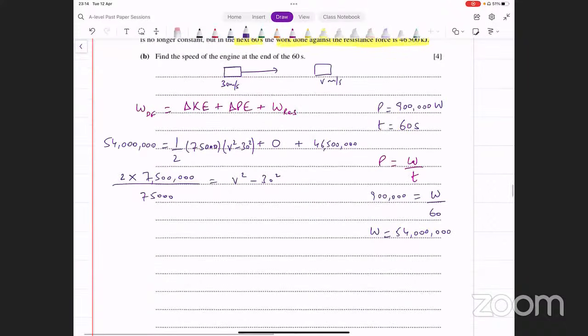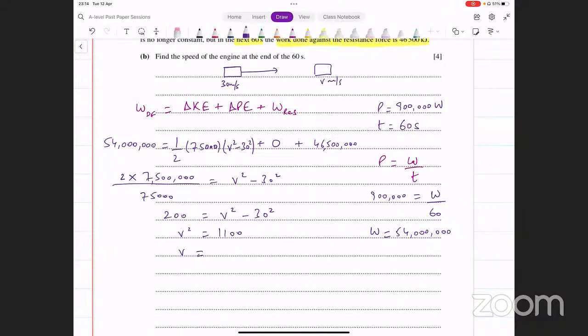Okay. Now, what do we have on the left side? Answer divided by 75,000 into 2. On the left side, I'm getting 200. Please correct me if that's wrong. V square minus 30 square, that goes to the other side. V square turns out to be 200 plus 900. That is 1100. And then we take the square root of that.